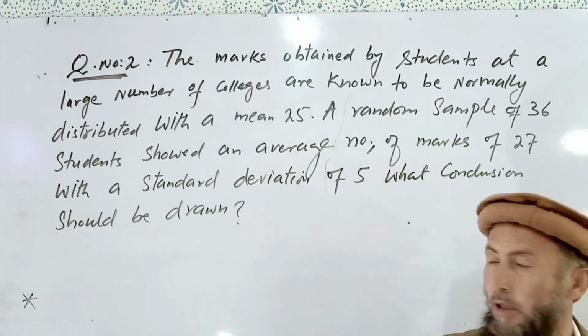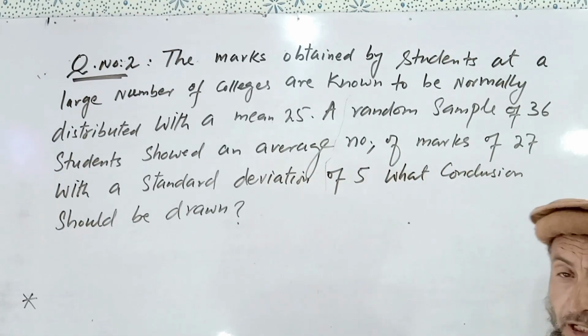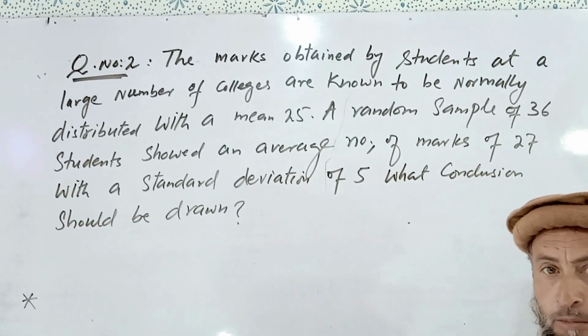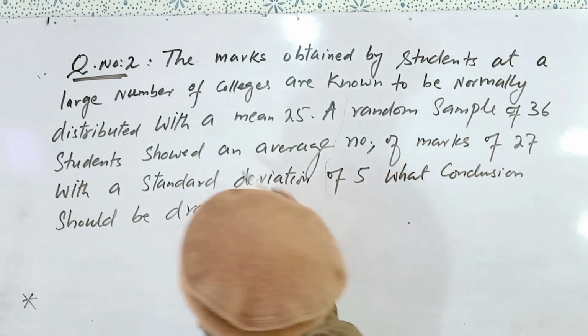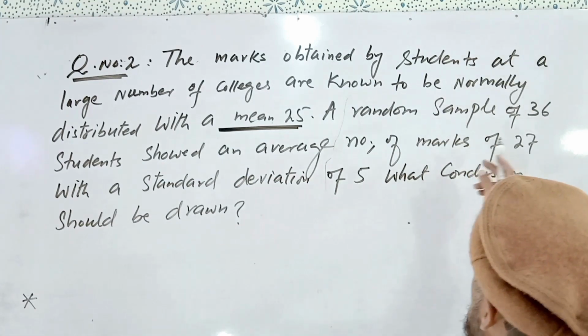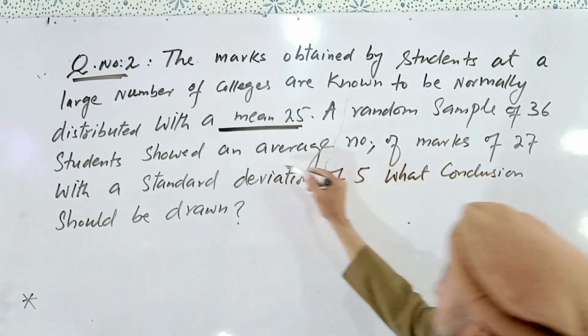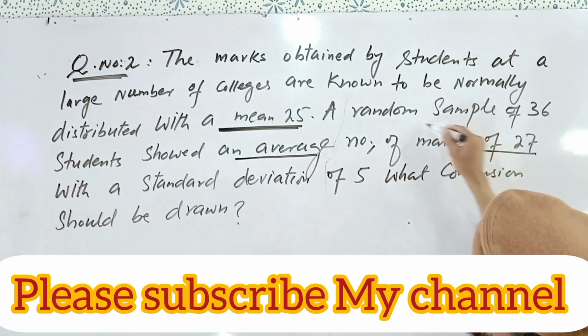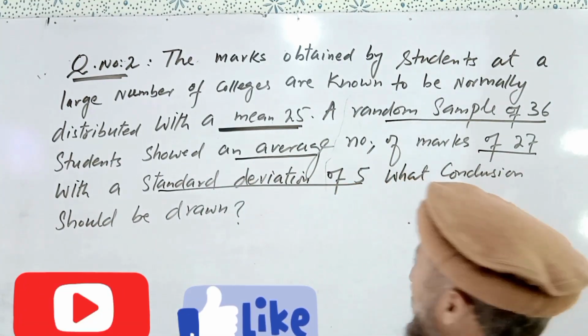Hello viewers, Assalamu alaikum. We are going to discuss question number 2 from statistics book number 2 for BBA and BCS students. The marks obtained by students at a large number of colleges are known to be normally distributed with a mean we want to test. A random sample of 36 students showed an average number of marks, with a known standard deviation. What conclusion should be drawn?